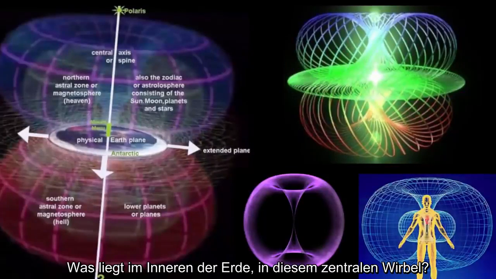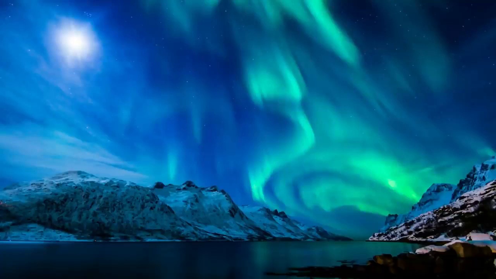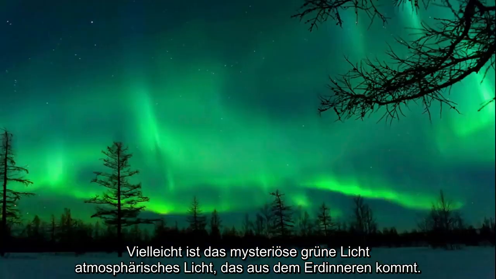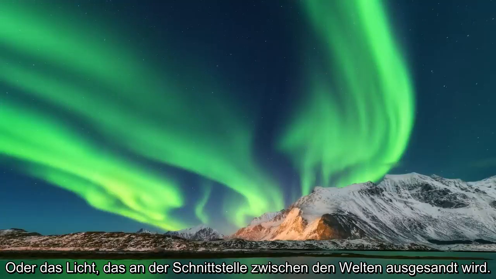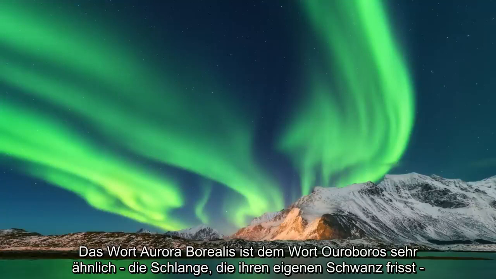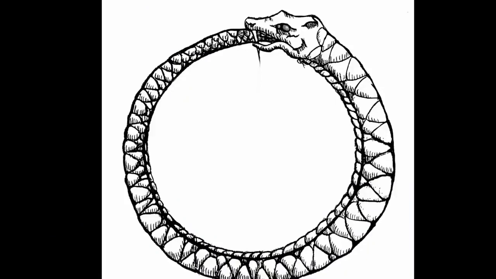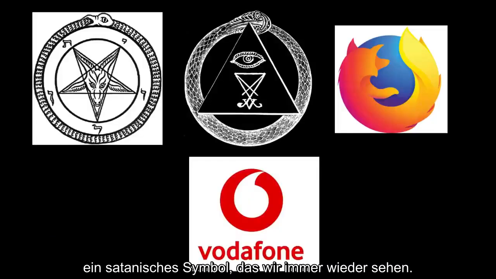What lies inside of Earth at this central vortex? Who knows? But it could explain the phenomena of the auroras at the poles. Perhaps the mysterious green light is atmospheric light coming from inner Earth, or the light emitted at the junction between realms. The word aurora borealis is very similar to the word Ouroboros, the serpent eating its own tail. A satanic symbol we see used over and over again.